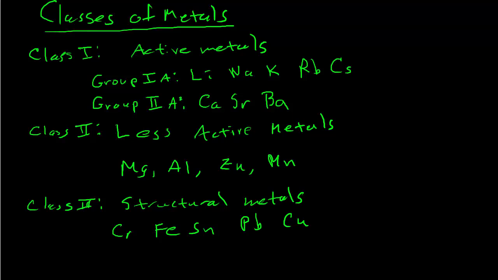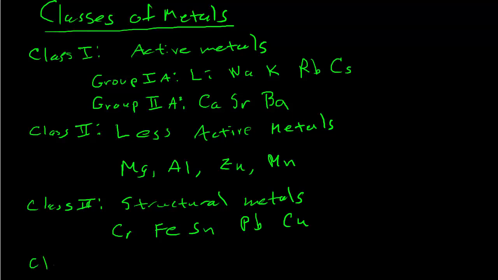So these are metals that we're all familiar with, partly because they're called structural metals, because most metallic things like building materials, factory manufactured materials that have metallic components are often made from these metals, like tin cans, lead weights, copper contacts, copper wires, iron and steel, all made from these structural metals.